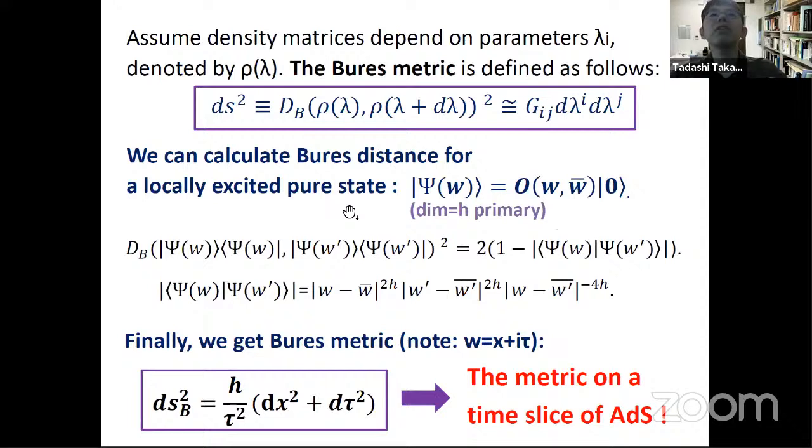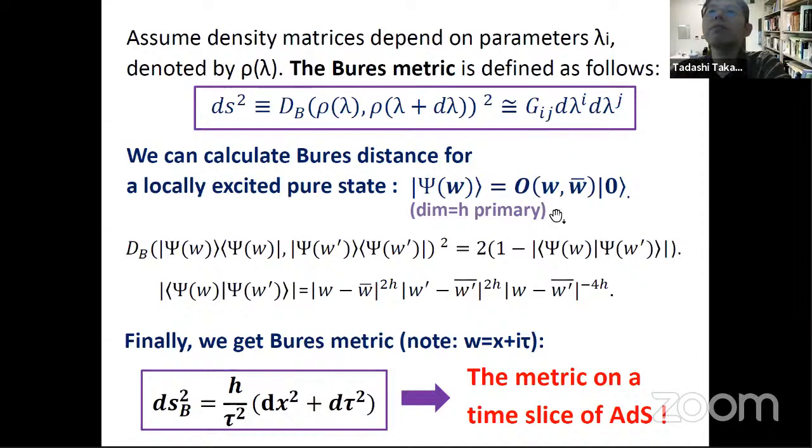Okay, and so we talk about a family of density matrices, and then we introduce this metric by looking at this distance. We assume some density matrix is parameterized by lambda, and we slightly change the value of lambda and see the response. It always starts at quadratic order, and this measures how the density matrix changes if we change the parameter, and that way we get the information metric.